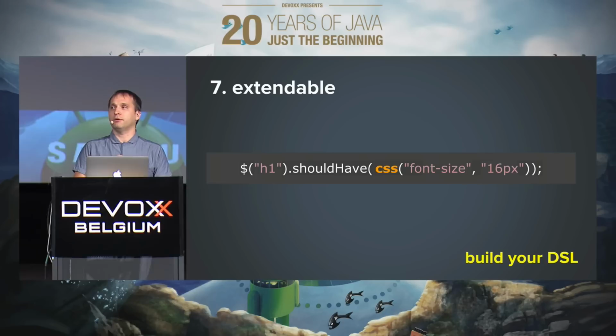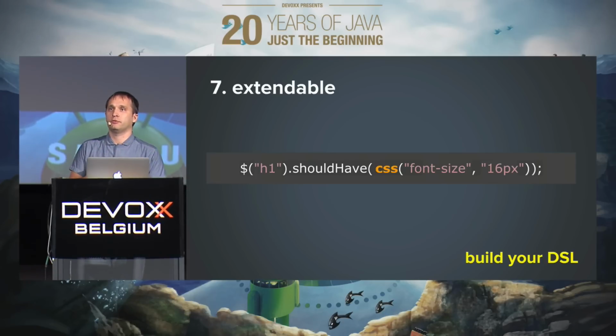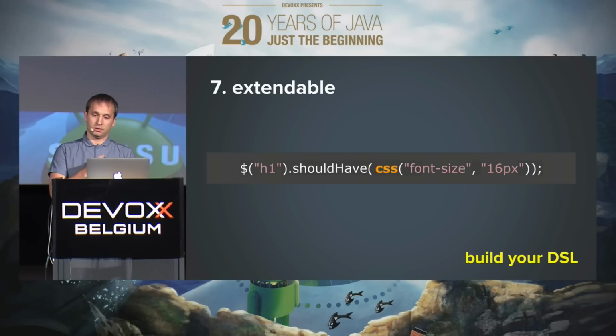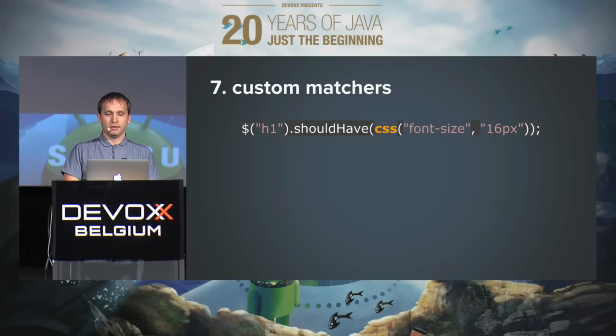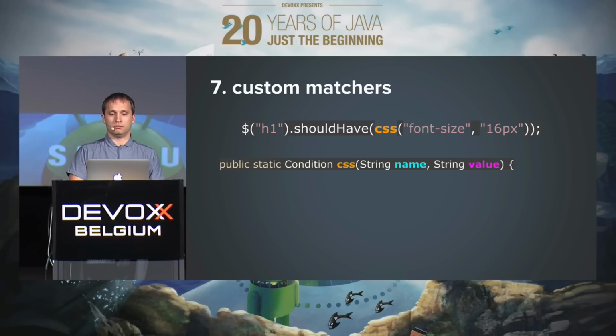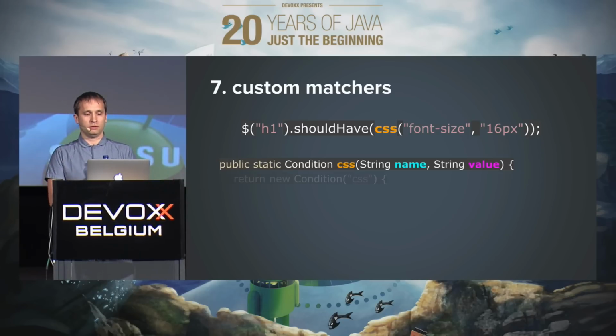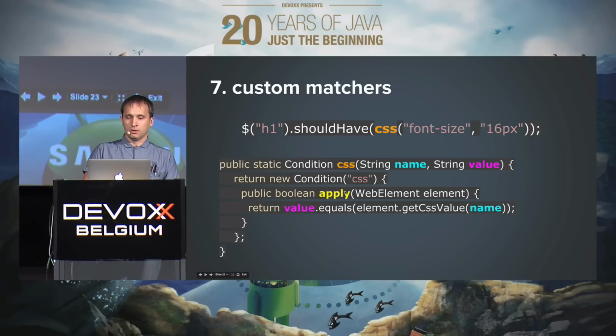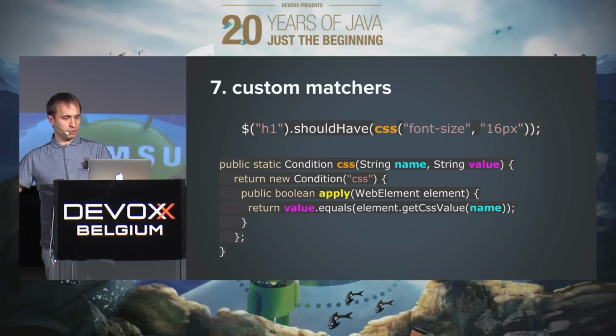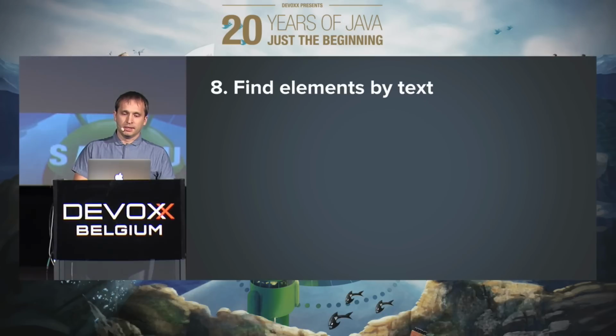It's typically very, very useful for creating your DSL, domain-specific language for building your tests. Typically, QA engineers name this DSL a test framework. So in order to create this CSS check, you just need to create an instance of the condition class and override the method apply. Pretty easy. This is quite a powerful mechanism for creating DSL.